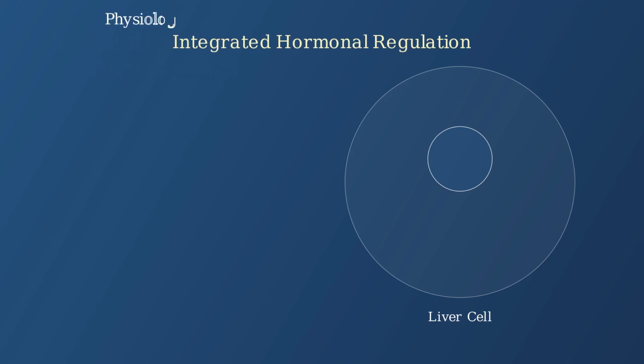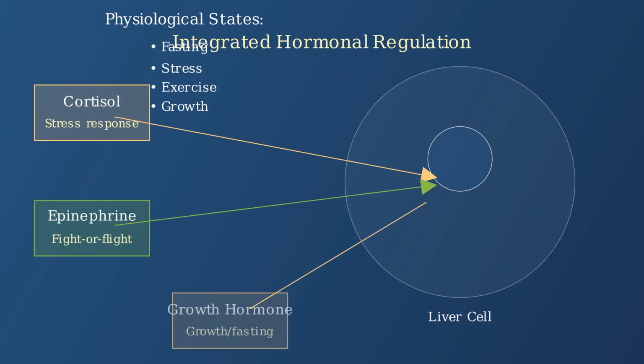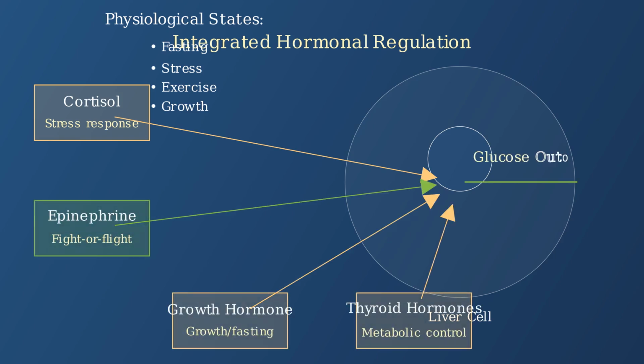Multiple hormones work together to fine-tune glucose production based on various physiological needs. This integrated system ensures precise regulation of blood glucose across different physiological states like fasting, stress, exercise, and growth.